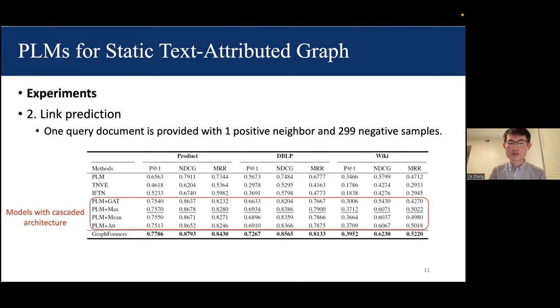We also compare the current model with these cascading architectures. These cascading architectures, first of all, use pre-trained language models to encode each individual document, and then we apply different types of graph neural networks to aggregate the document embeddings. As mentioned earlier, the disadvantage of cascading architecture is that the pre-trained language model and graph neural network don't have interaction. So we can see the performance. There is an improvement. The improvement further verifies that the proposed model GraphFormer can indeed use nested architecture to improve the performance over cascaded architecture.